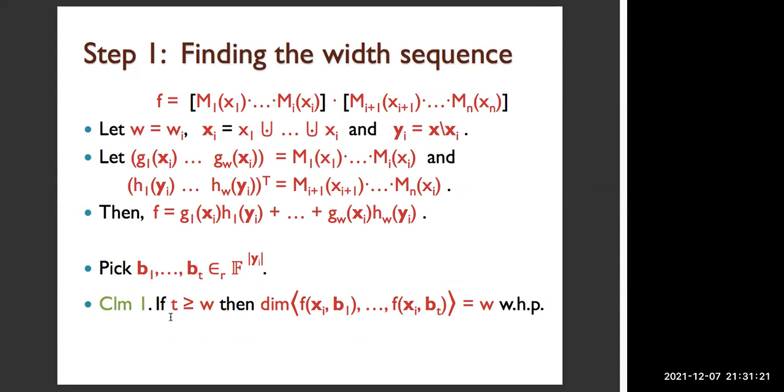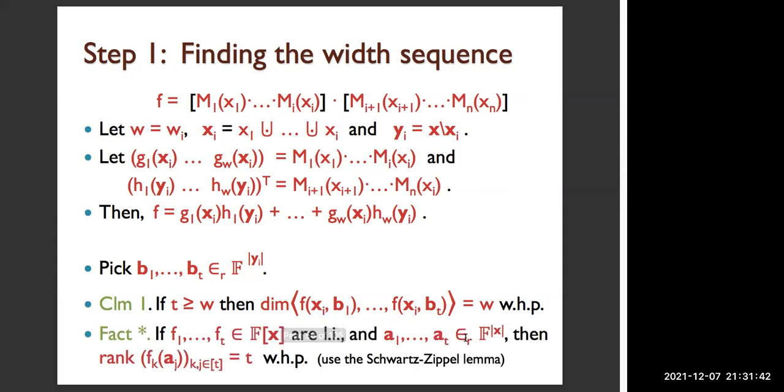The claim is that if you choose large enough T, in particular if T is larger than W, then the dimension of the space spanned by these T polynomials is exactly W. This will give you exactly the width Wi with high probability.